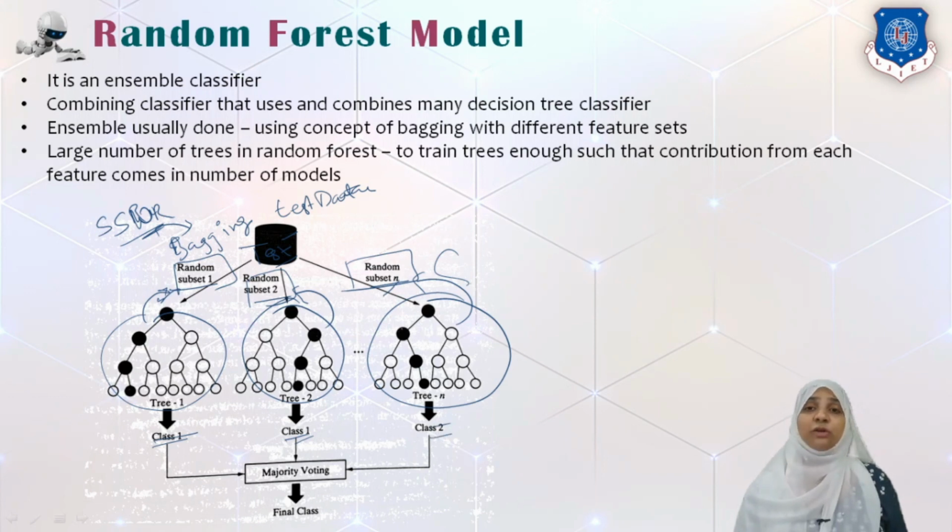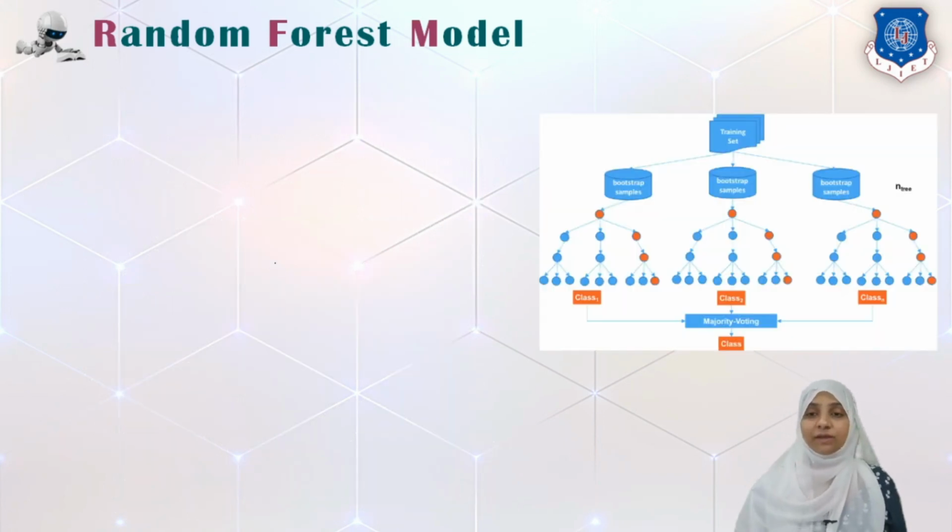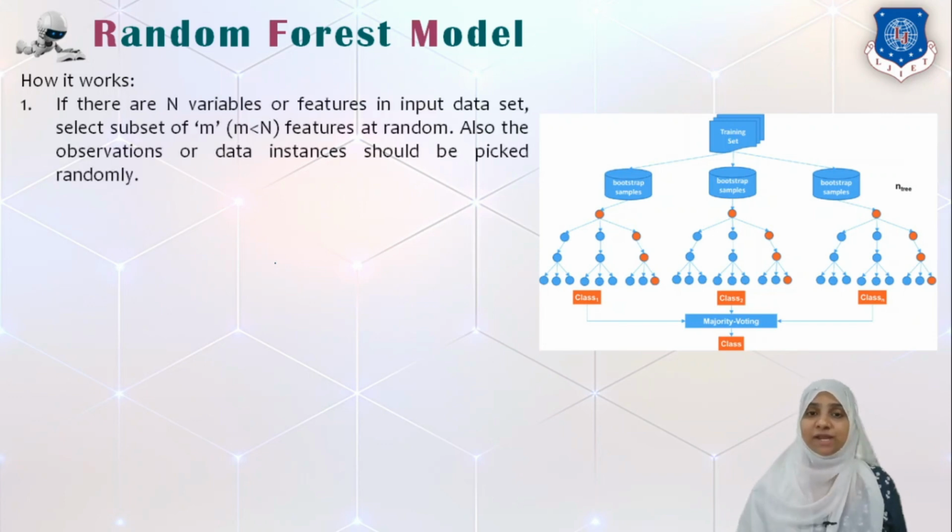So whatever output is produced by each particular decision tree, we take a majority vote out of it. So if two trees are saying class 1 and only one tree is saying class 2, the final class will be based upon the majority given by the decision trees. So here in random forest, after generation of decision trees based upon random subsets, we combine these trees and at the end majority voting is applied. Now as you can see, what is the procedure of random forest? Let us look into the detail.